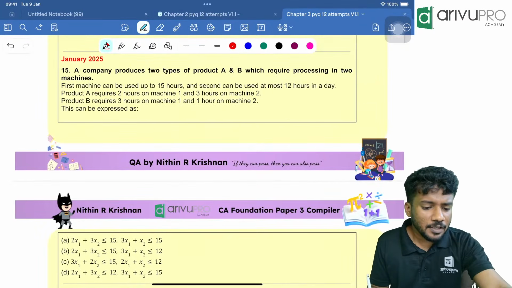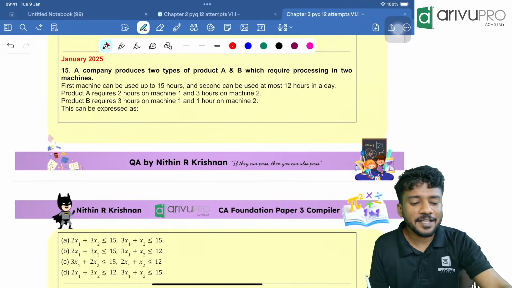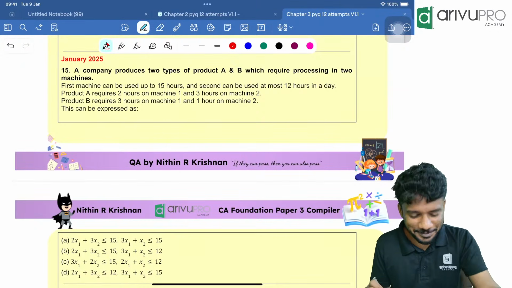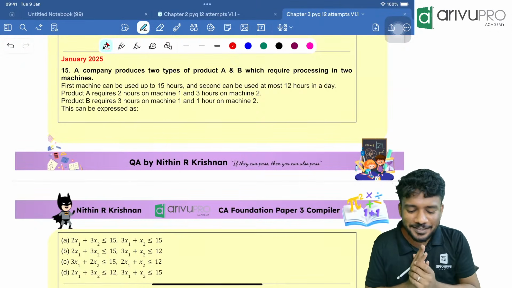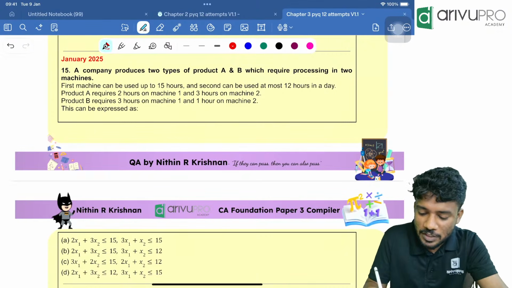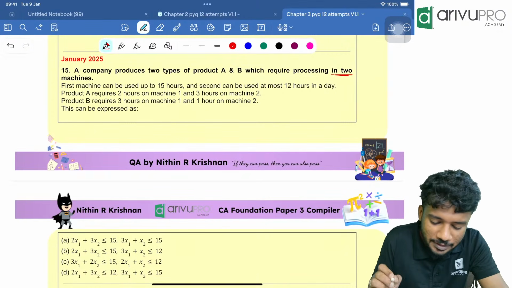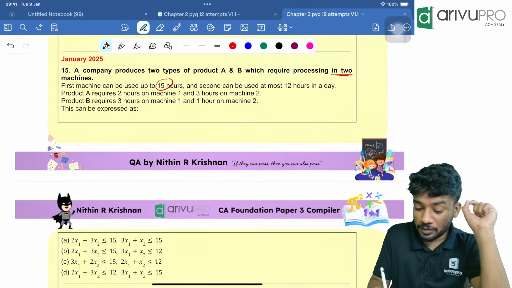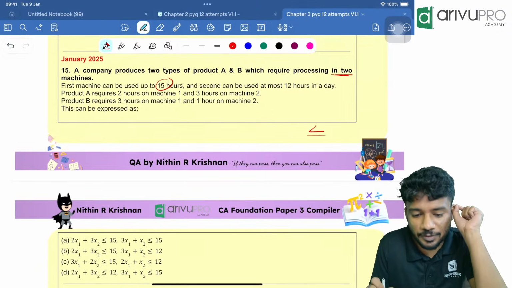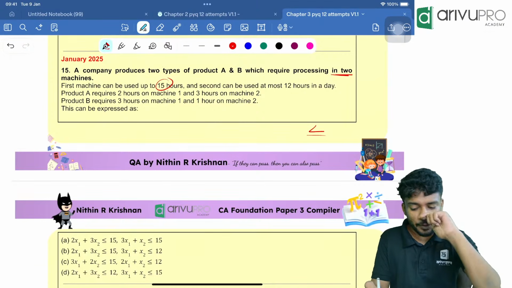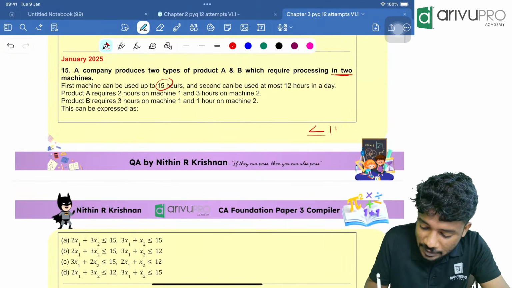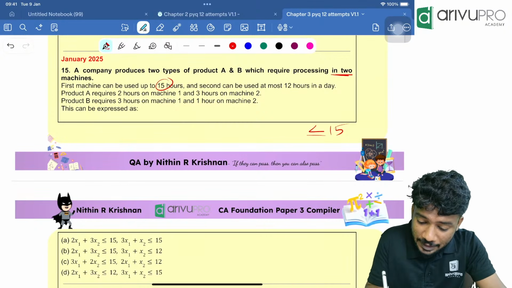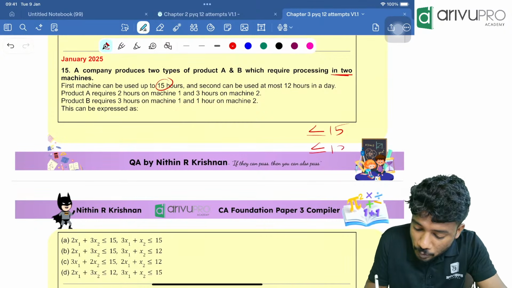Next question. 15th question, and it is from Jan 2025. I told you right away, it's such a small chapter to solve PYQs. A machine produces 2 types of products A and B which require processing in 2 machines. The first machine can be used up to 15 hours. I already told you whenever time is involved, it is always what? Less than or equal to. Up to 15 hours means 15 should be the first one. Then what else is told? The second can be used up to 12 hours.